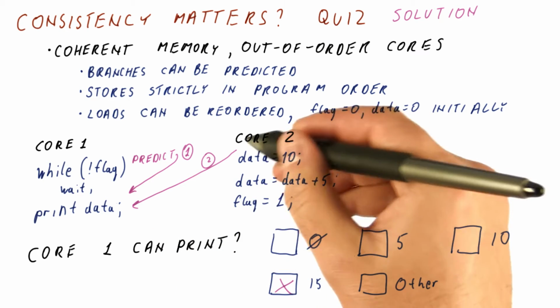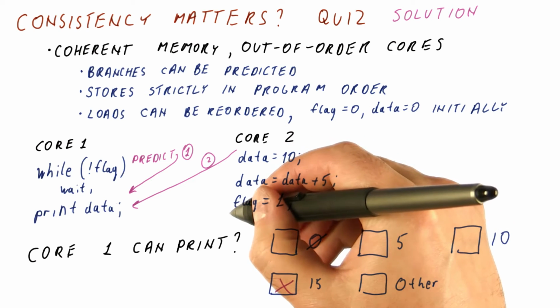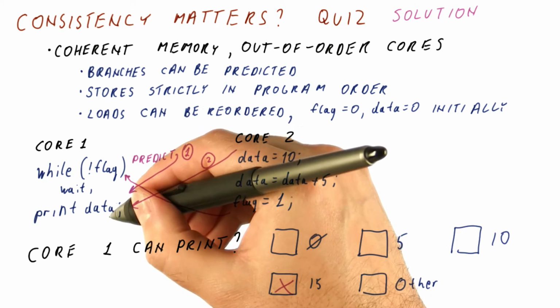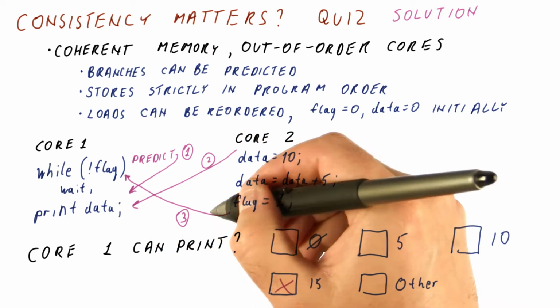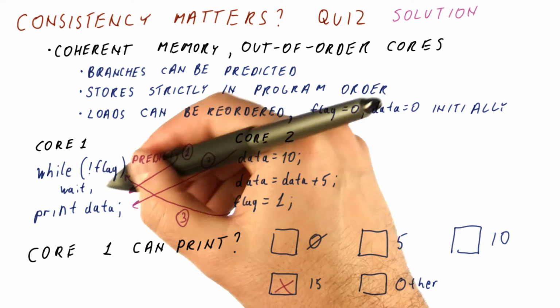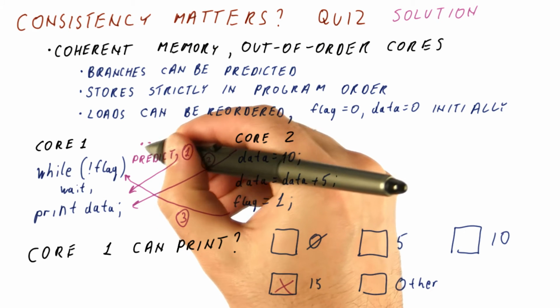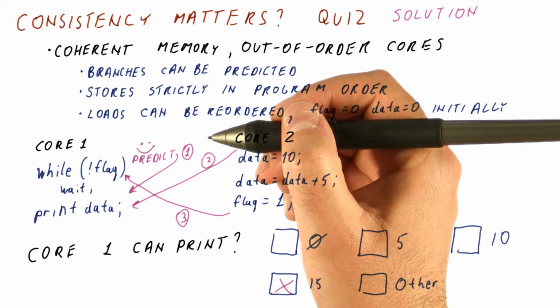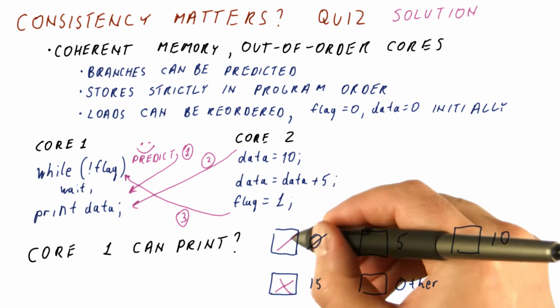Then let's say core 2 finishes this, and at that point this out-of-order processor does this load. Remember, these are loads, they can be reordered. If we do this, we see that the flag at this point is 1, so our prediction was correct, and at this point we can print the data that we found. In this case, we will print 0.